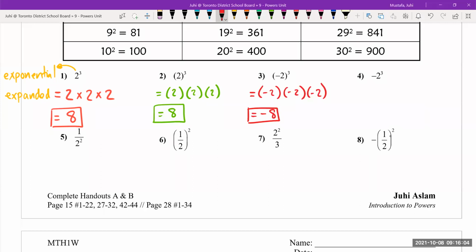So here's an example where we're writing in expanded form, you keep it in brackets, or you just make sure you keep the negative with the 2 because this entire number right here is the base. In this case, the base was just 2. In this case, the base is -2. Take a look at question 4. Question 4 is very interesting.